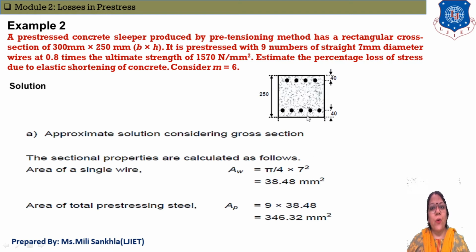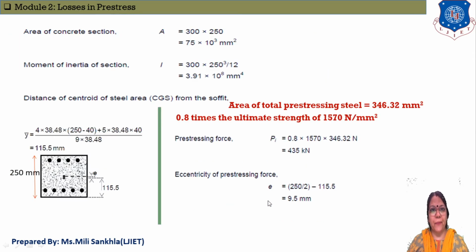Now, clear? According to this section we find the area of pre-stressing steel. Second, the area of concrete section: the section is given as a 300 mm by 250 mm rectangle, so simply multiply, 75 into 10 raised to 3, or we can also write 75,000 mm square. Moment of inertia of this rectangular section is equal to b d cube by 12. B is equal to 300 and d is equal to 250 cube. Put the values in this equation and our final answer is 3.91 into 10 raised to 8 mm raised to 4.